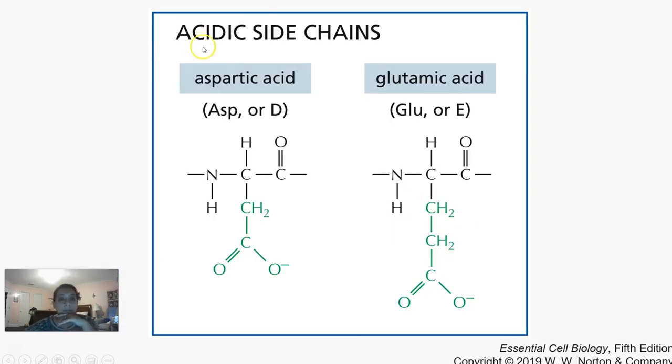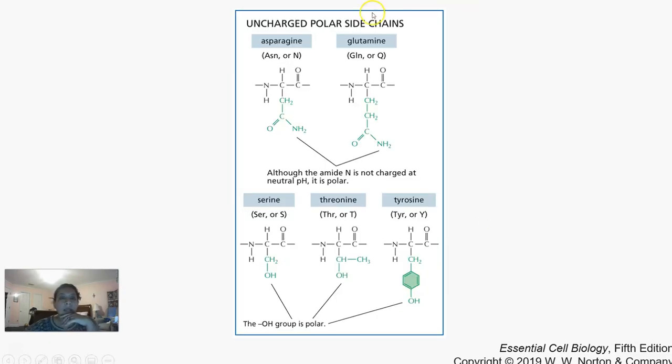Another one is going to be, now, obviously because we have these basic, you also have some very acidic side chains, and those are your aspartic acid and the glutamic acid. So this is ASP, or D, and glutamic acid, which can also be written as E. And then for your uncharged polar side chains, we have asparagine and glutamine.